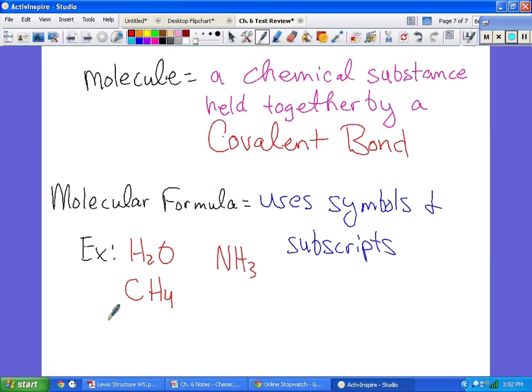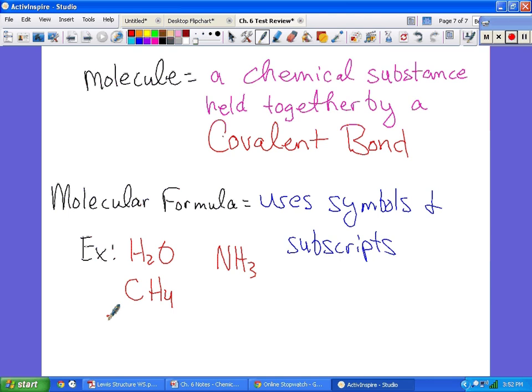Okay. All right. So a molecule is a chemical substance held together by a covalent bond. The key there is it's a covalent bond. Okay. So what is a molecular formula? What does it have to represent if it's molecular? Like it uses symbols and stuff. Yeah, it's got to represent a molecule. However, what is it telling us? It uses the symbols and the subscripts. And what does the subscript tell us very explicitly? Very good. How many of each element there are.